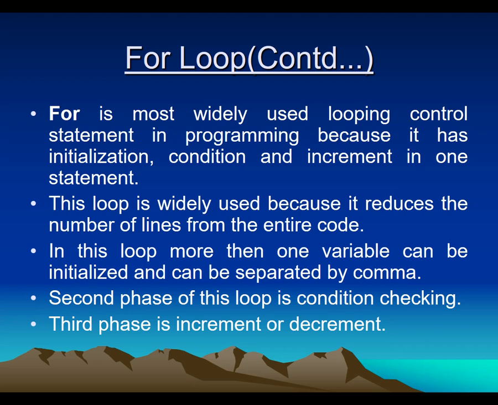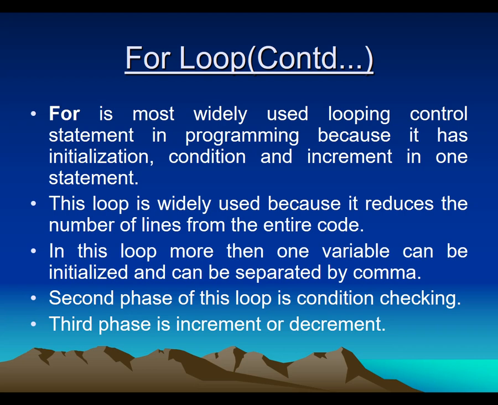Now, in this loop more than one variable can be initialized and separated by commas. This is another functionality, or you can say characteristic, of the for loop. In a for loop, in a single line, we can declare and initialize multiple variables which can be separated by commas. I will show you this practically in the program also.